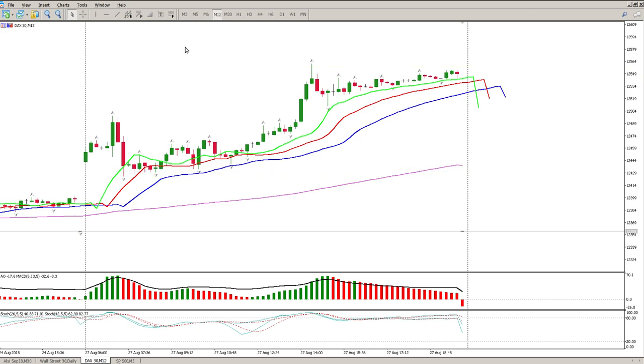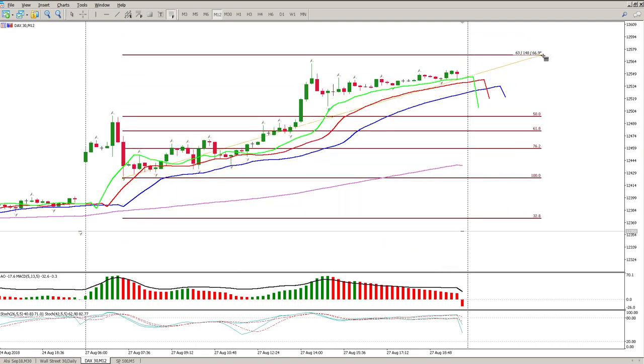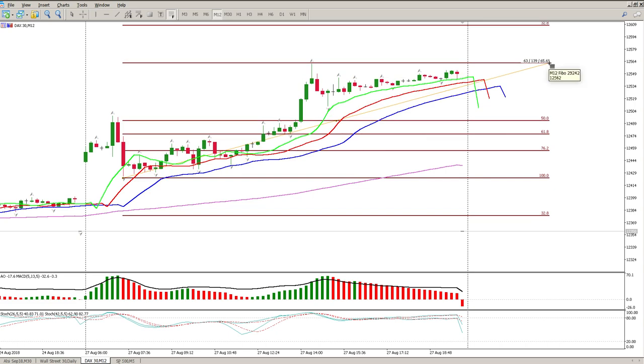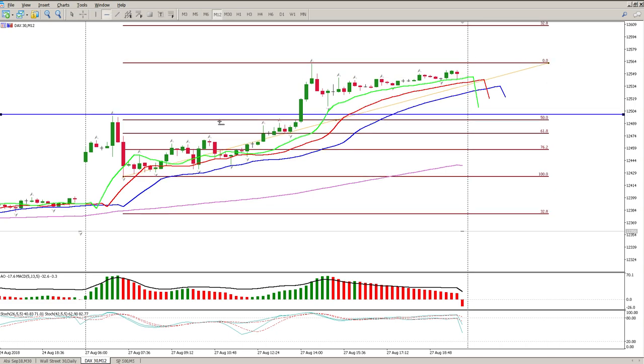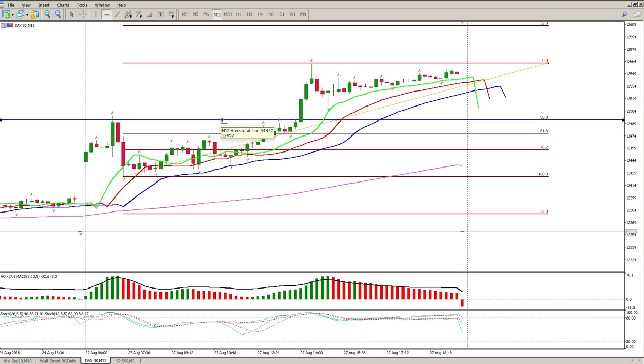If we do have a deeper pullback, what we'll be looking for is a Fibonacci retracement on the day. You want to highlight the 50% retracement as well as the 61.8. If we do get a pullback, I'm looking for a pullback into probably the 125 area: 124.93, or 124.76, or 125.00, which is a round number. That's the pullback I would expect.